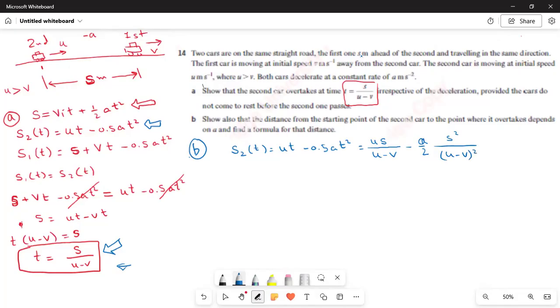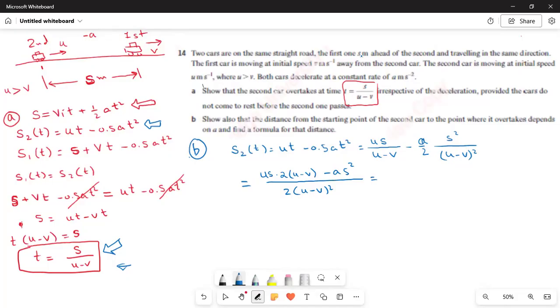Okay, let me try to simplify this expression. If I have to add these two fractions, the common denominator would have to be 2 into u minus v squared. So here I have u into s, times 2 into u minus v, and minus a s squared. So this would be the thing.